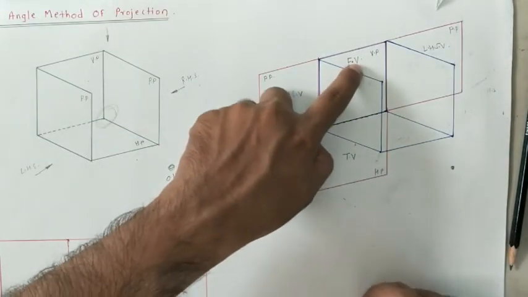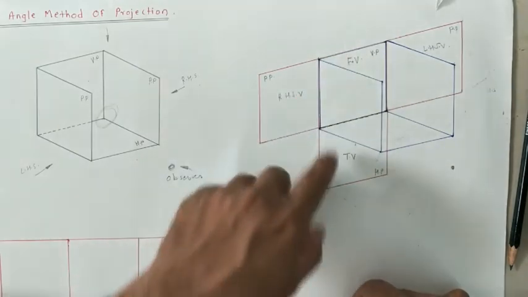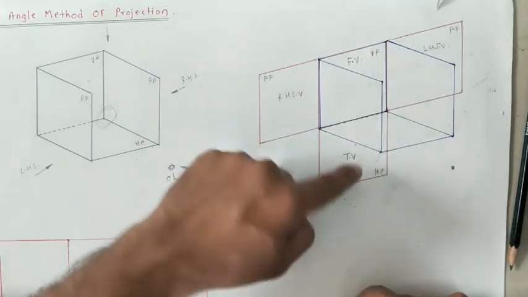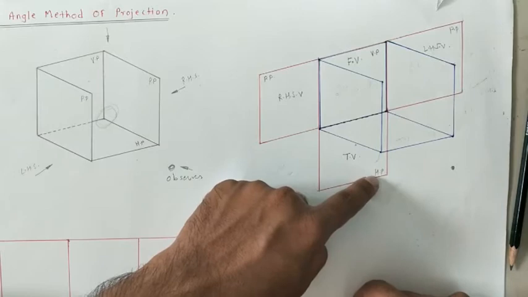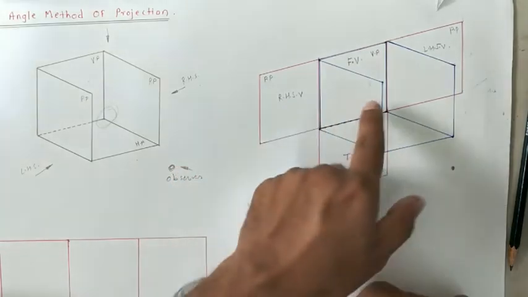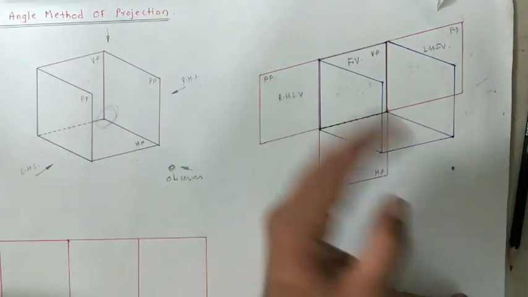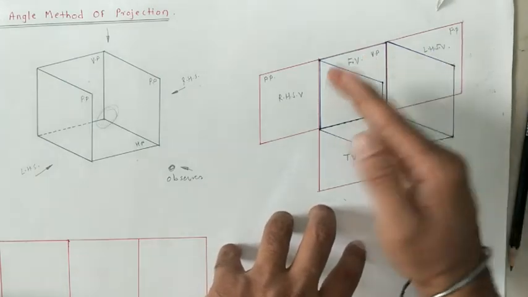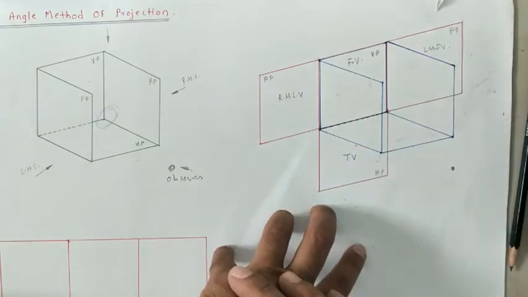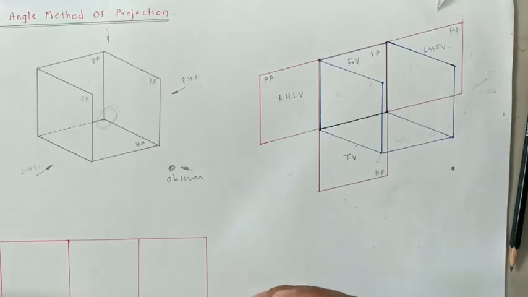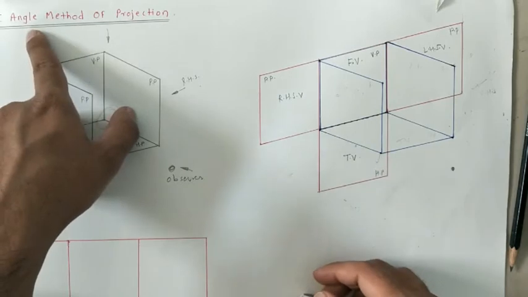So see, front view comes on the vertical plane as it is. Now top view comes below the front view on HP. Right hand side view comes to the left hand side of the front view, and left hand side view comes to the right hand side of the front view. So this is how we get the exact positions according to the first angle method of projections.